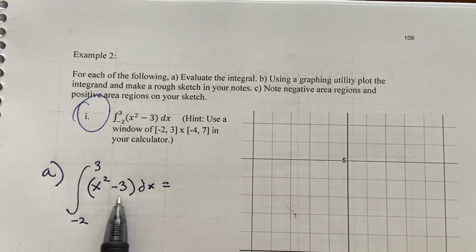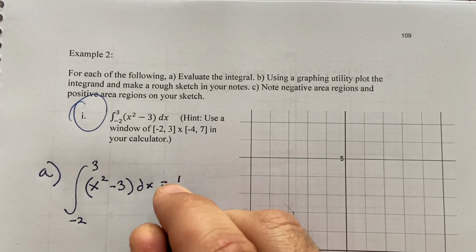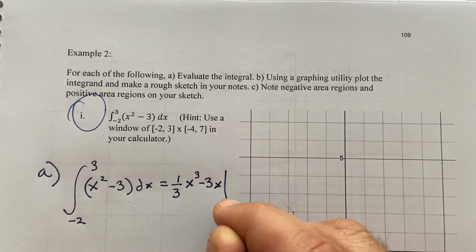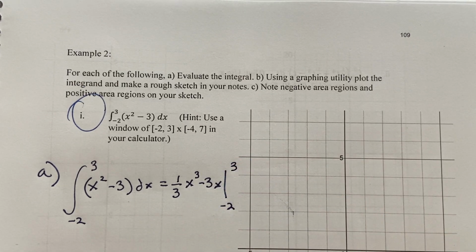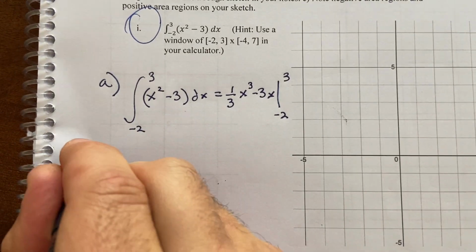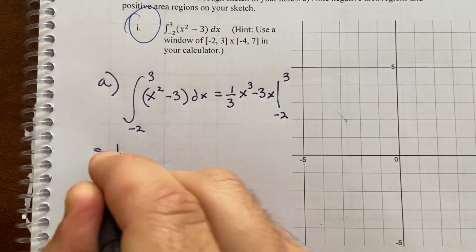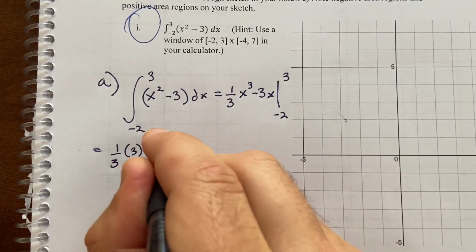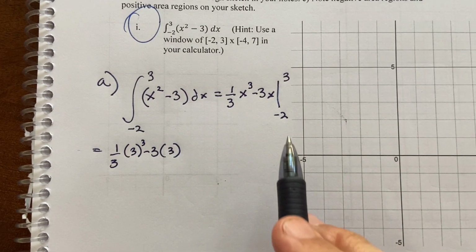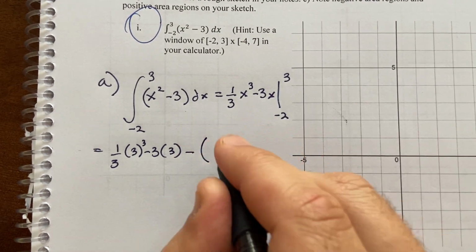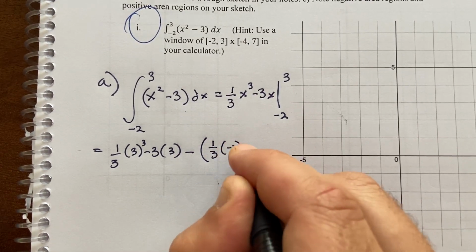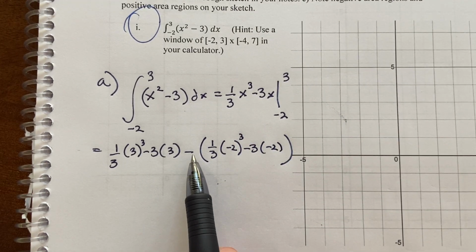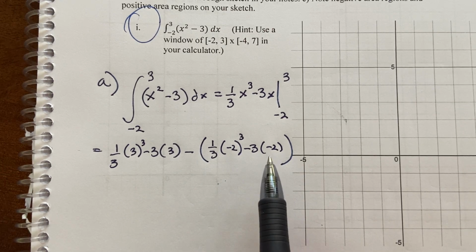So I need the antiderivative of this. So I'll have 1/3 x cubed minus 3x, and then I'll evaluate that from -2 to 3. So I'd have 1/3 times 3 cubed minus 3 times 3, and then subtract 1/3 times -2 cubed minus 3 times -2. Right, we have to make sure that we're subtracting the entirety of this lower limit.